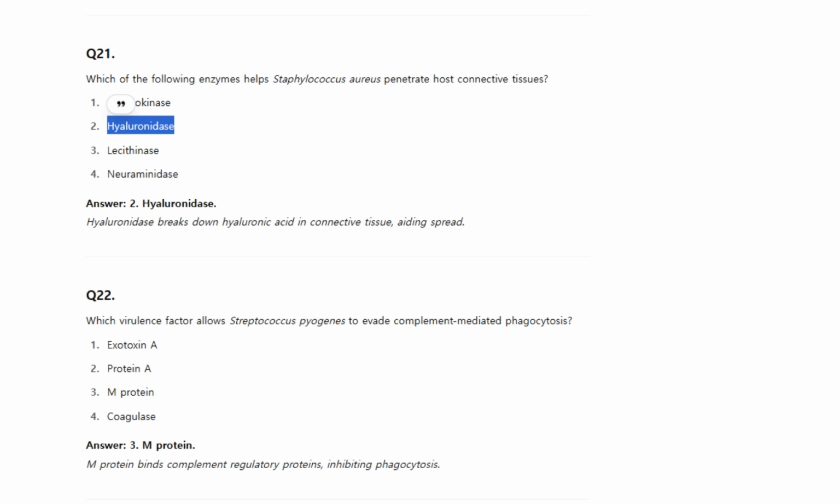Q22. Which virulence factor allows Streptococcus pyogenes to evade complement-mediated phagocytosis? 1. Exotoxin A. 2. Protein A. 3. M protein. 4. Coagulase. Answer 3. M protein. M protein binds complement regulatory proteins, inhibiting phagocytosis.